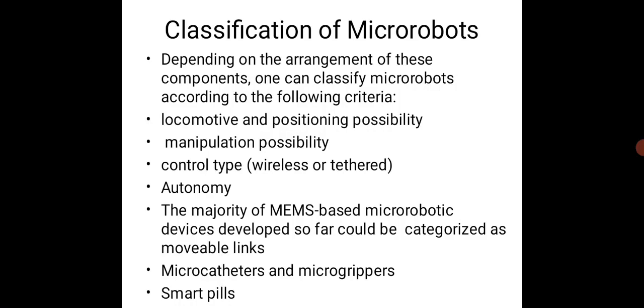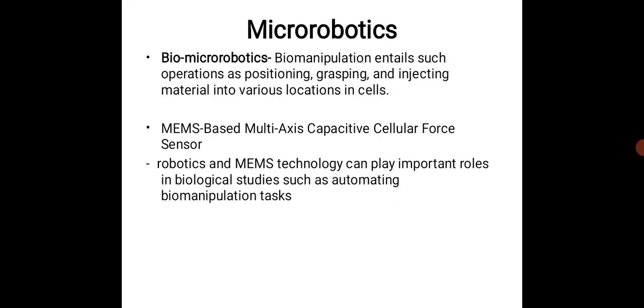The majority of the MEMS based microrobotic devices developed are categorized under the movable links. Then micro catheters, micro grippers, smart pills, all this comes under the micro robots. Micro robotics is quite famous and is utilized in bio micro robotics. Biomanipulation entails such operations as positioning, grasping, and injecting material into various locations in cells. Of course, we know that the cells are very, very small. So if you want to inject certain things into a particular cell, micro robotics is used. Micro robotics and MEMS are interrelated, and they play a very important role in biological studies.